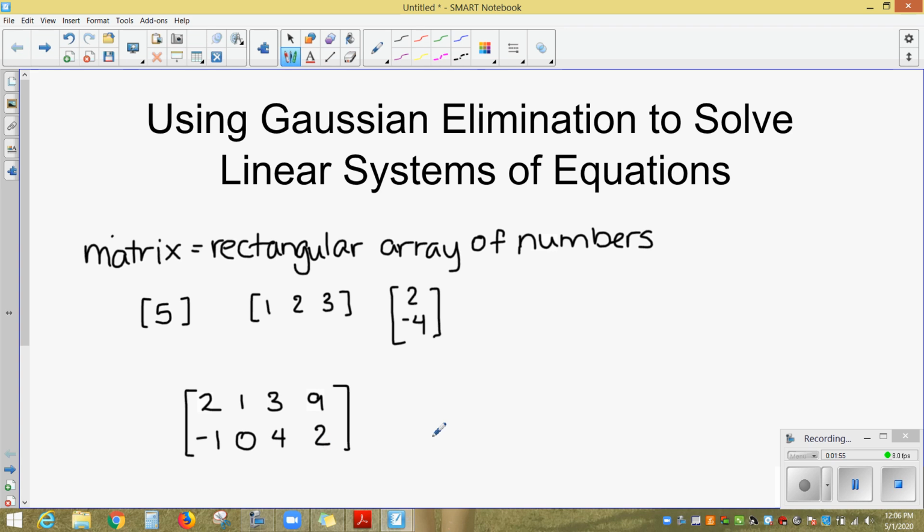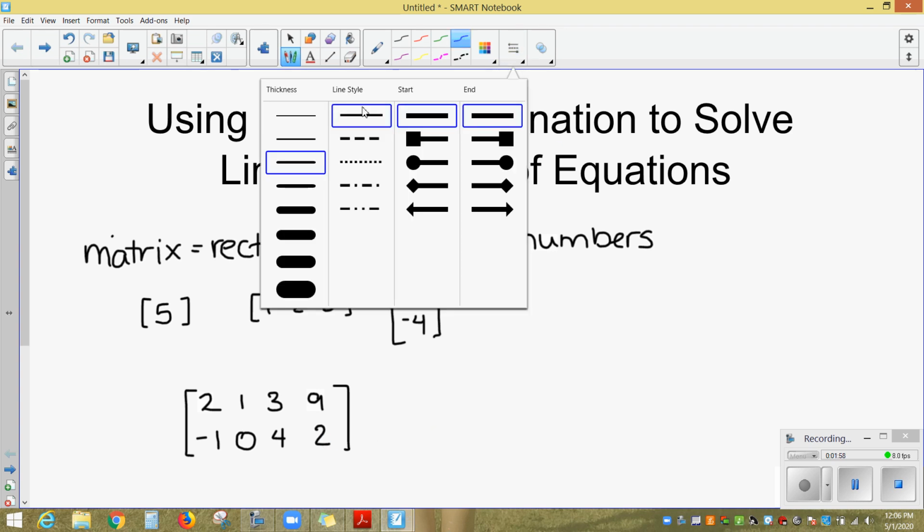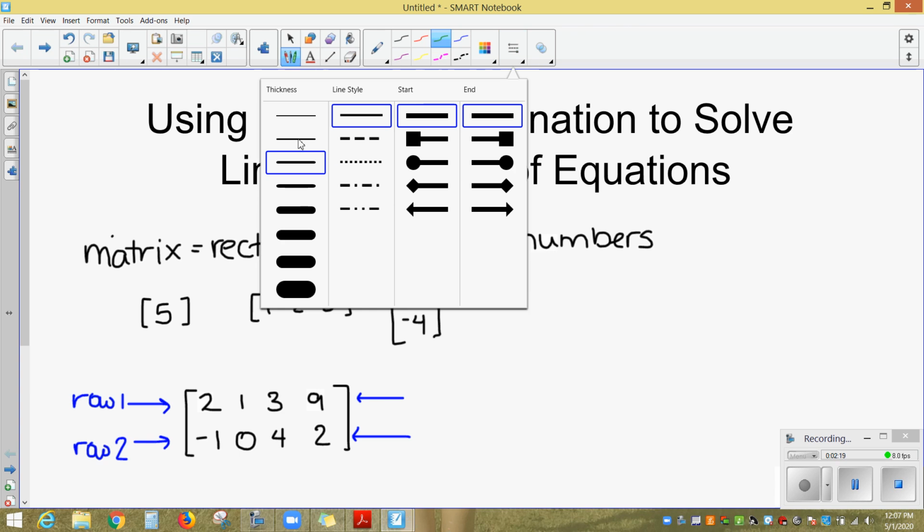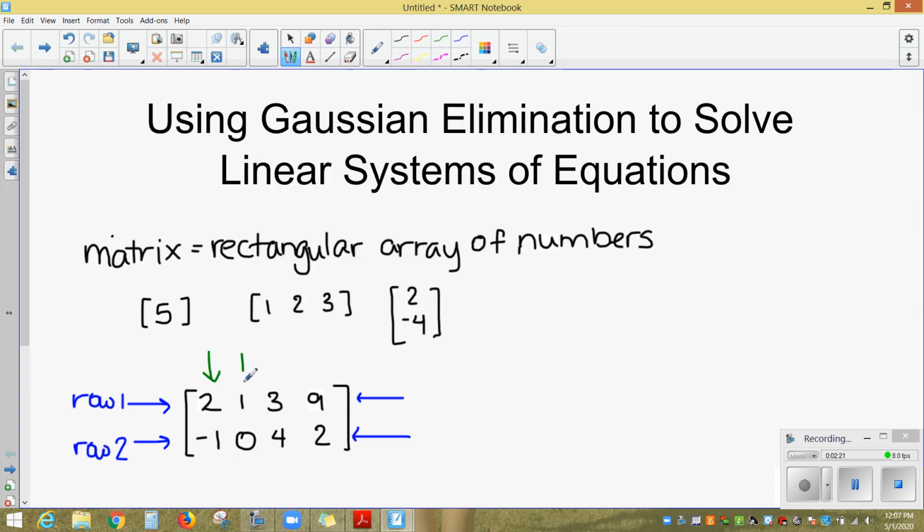We need to not make them willy-nilly, so there's some organization to our array. When we're talking about horizontal movement, so 2, 1, 3, 9, or -1, 0, 4, 2, these are rows. The top row is what we'll call row 1, and the second one is row 2. When we're talking about up and down, these are our columns. So this would be column 1, column 2, column 3, column 4 in this particular matrix.